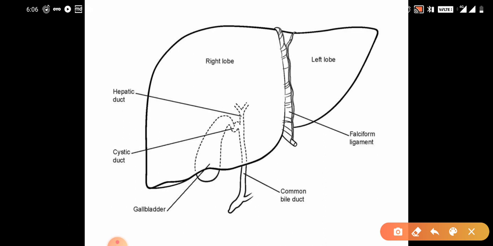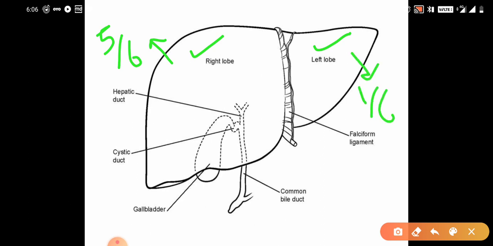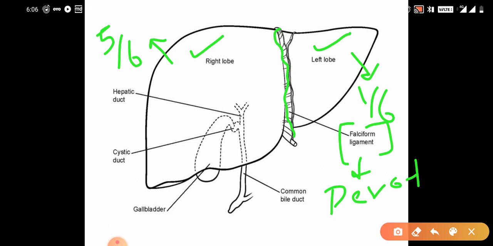Liver. As you can see, liver is divided into two lobes. This is right lobe and this is left lobe. Right lobe forms the 5 by 6 part of the liver, whereas left lobe forms the 1 by 6 part of the liver. Both lobes of the liver are separated by, as you can see, falciform ligament. Falciform ligament, it is a fold of peritoneum.